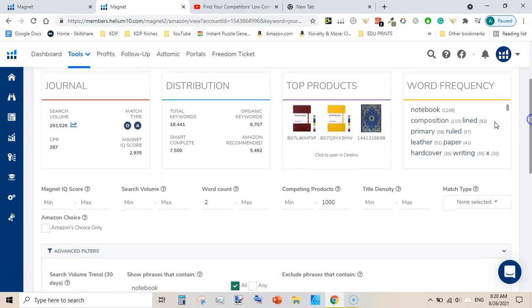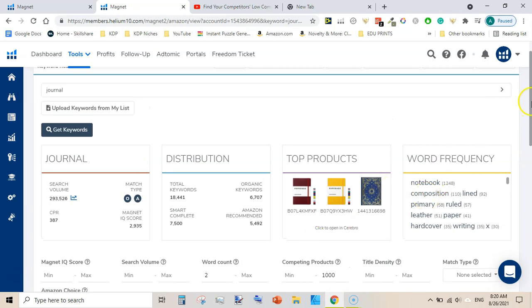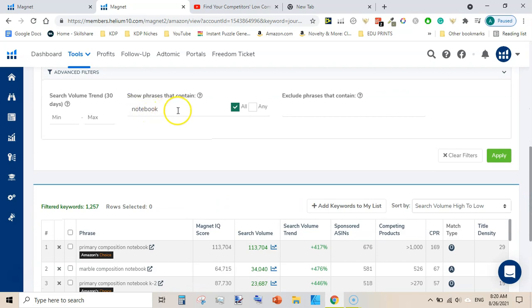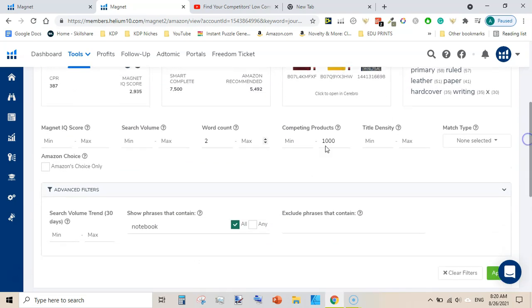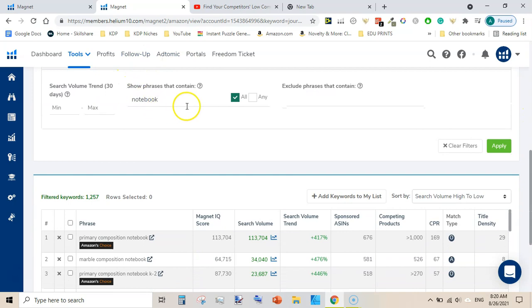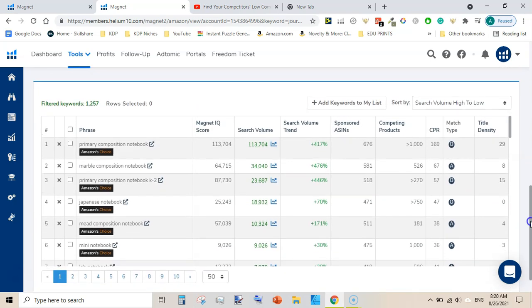Okay, you can click on this keyword and this will apply a filter here. Like if I click on notebook, it will apply a filter and show the keywords that include notebook as well. I have already added one filter, that is competing products, only 1000 max. And the second filter I have applied under advanced filters is show phrases that contain notebook. After applying these two filters, I am left with over 1200 keywords.